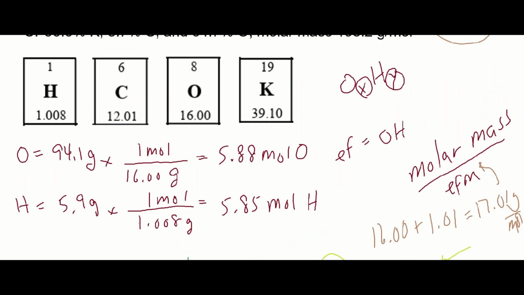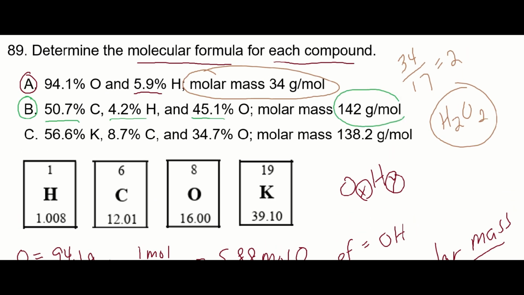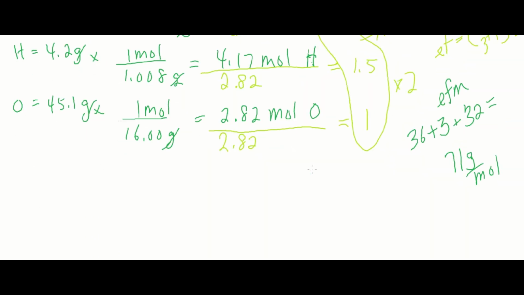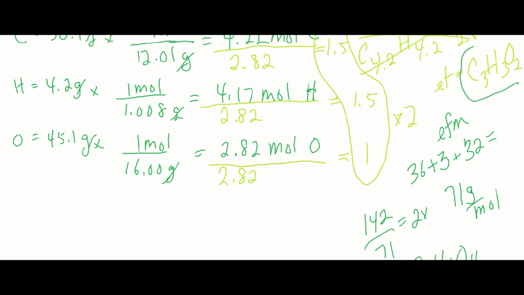So we're given the molar mass information, 142. These are always going to go into the molar mass a whole number of times because the molecular formula is a whole number multiple of the empirical formula. So 142 over 71, the empirical formula mass goes into the molar mass 2 times. So the molecular formula is 2 times the empirical formula. So the answer is C6H6O4. Just 2 times that.